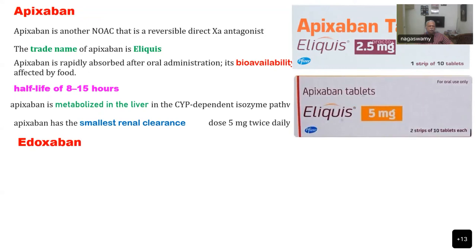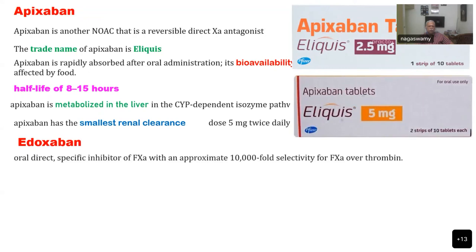And the third one, edoxaban, is an oral direct specific factor 10A inhibitor, with approximately 10,000 fold selectivity for factor 10A over thrombin. So this is a more powerful factor 10A inhibitor. There are two trade names available, Savaysa and Lixiana.